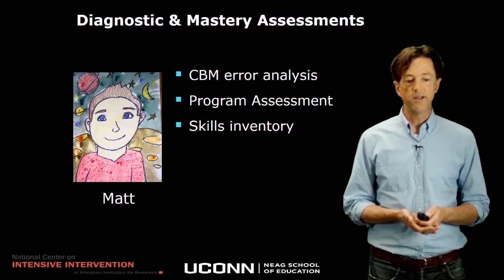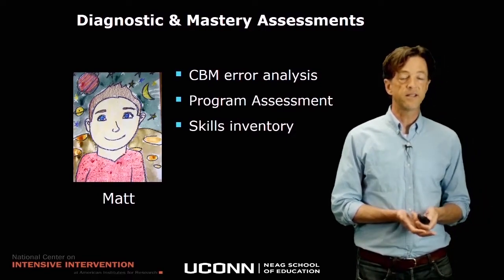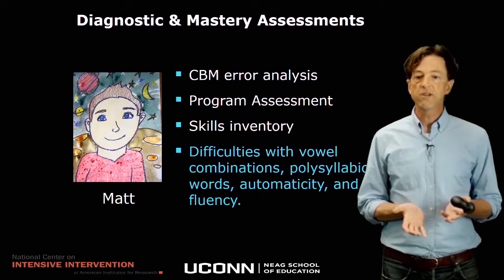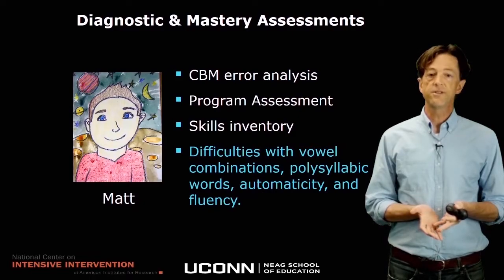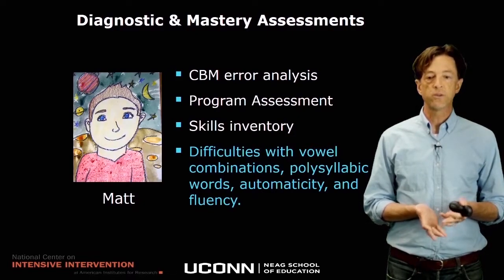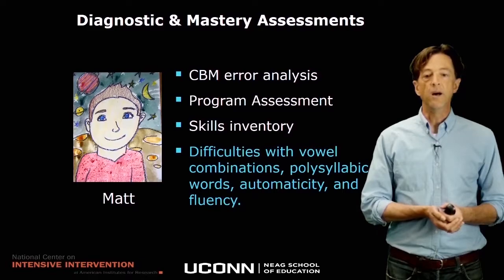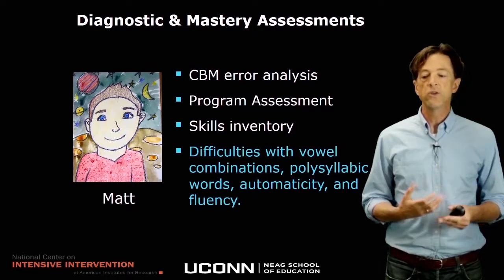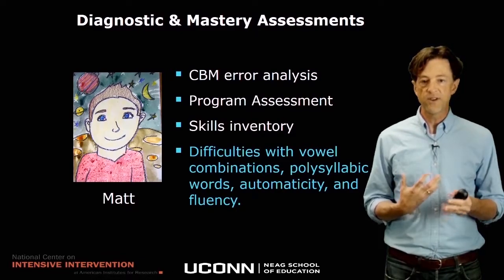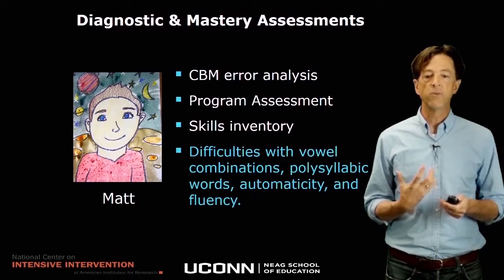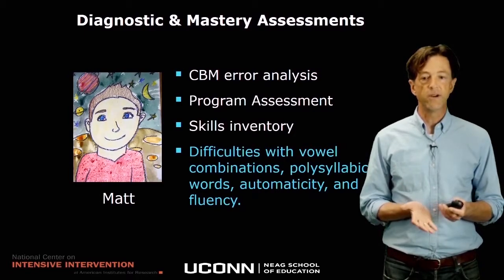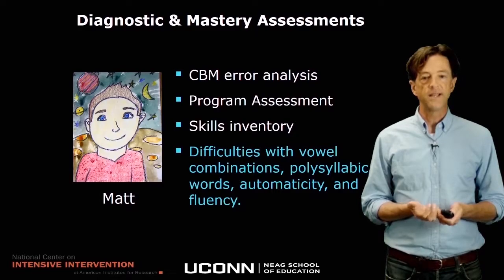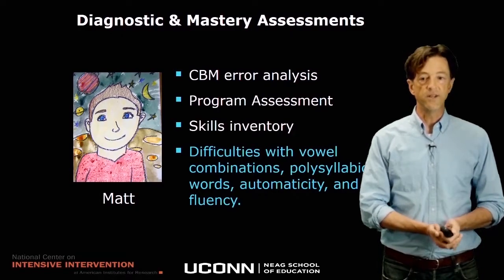And after an examination of some of those kinds of diagnostic and mastery assessment data, we've determined that Matt is having particular difficulty with vowel combinations, reading polysyllabic words with more than 1 syllable, difficulty with automaticity, and with reading fluency. So doing that kind of assessment gives us a sense of here are the kinds of things that Matt is struggling with within the context of his intervention right now. And we're going to keep that in mind as we think about adapting and intensifying intervention for Matt.